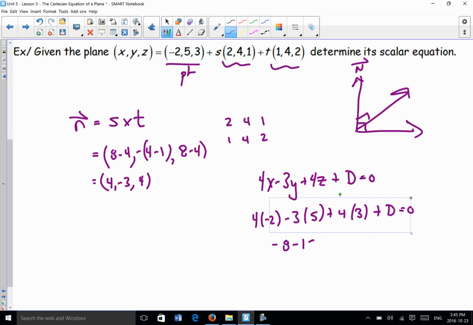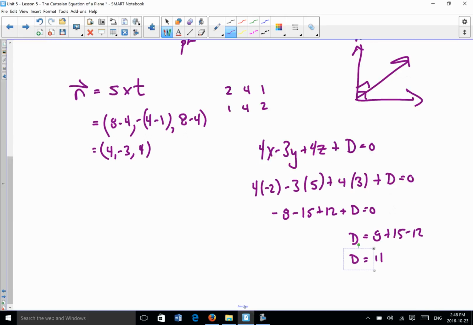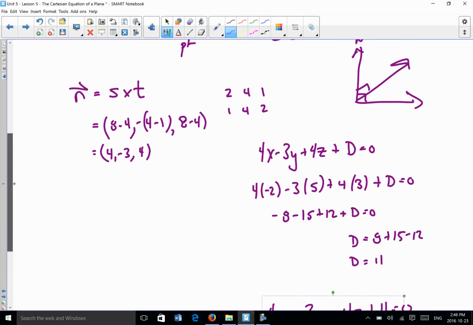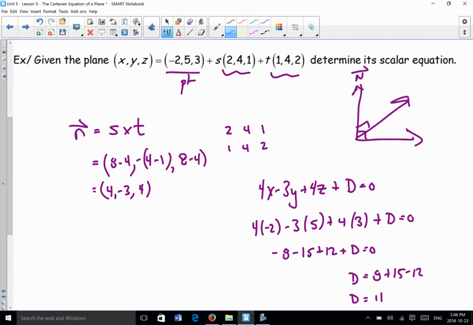So negative 8 minus 15 plus 12 plus d equals 0. So d is 8 plus 15 minus 12. D equals 11. Okay, so the equation for this Cartesian, the scalar, would be 4x minus 3y plus 4z plus 11 equals 0. Okay, so we're doing the same things we did before with lines. We're just doing with planes. The only new trick is to find that normal. We got to be perpendicular to two vectors, and that is a cross product.